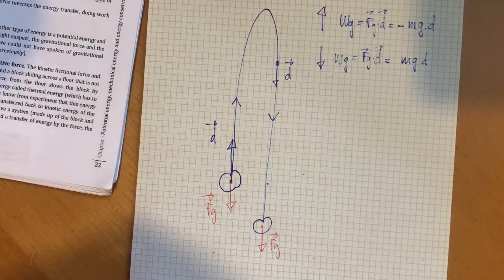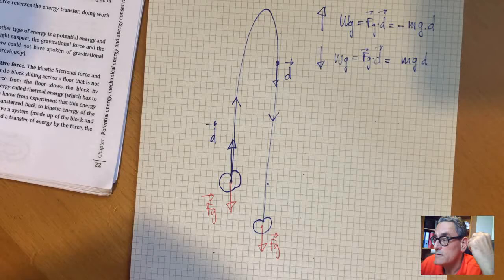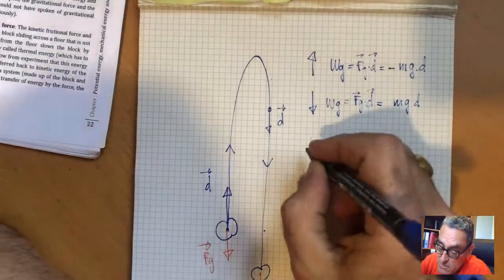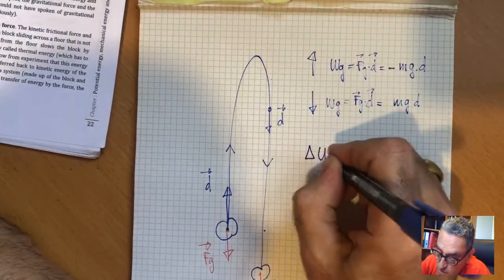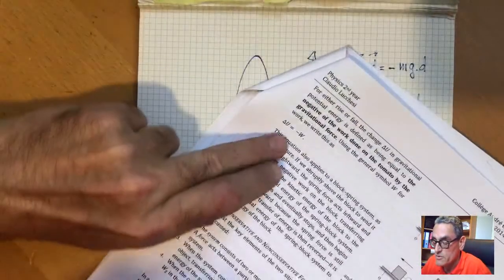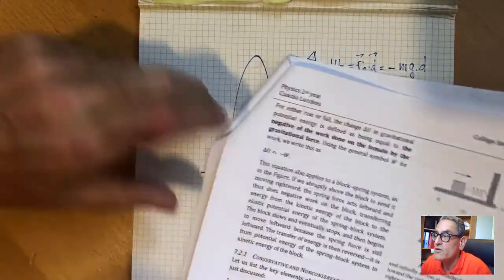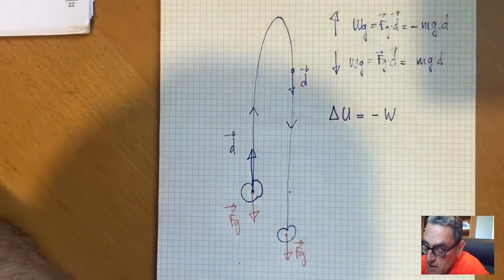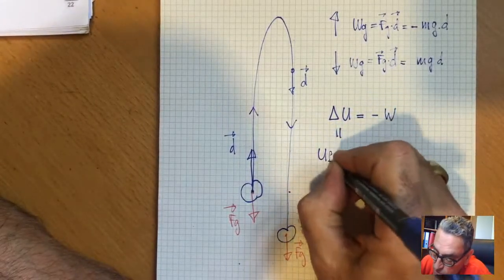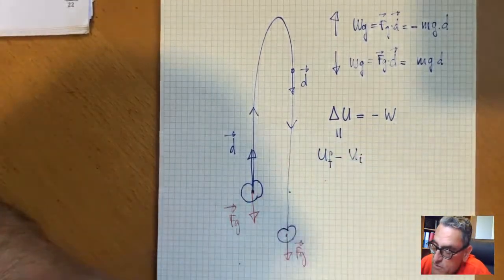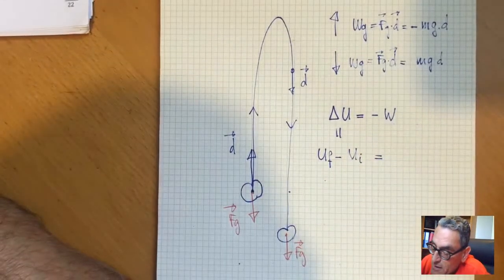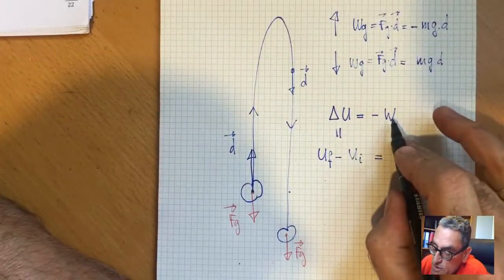So now we have to use a convention. We have to make a decision about the sign. The decision we make is the following: delta U is equal to minus W. This is the equation you see here. This equation is not extremely clear, so let's clarify it. Delta U is the final potential energy minus the initial potential energy. And this W, we saw it's mgd.